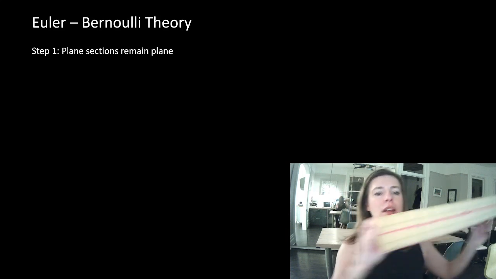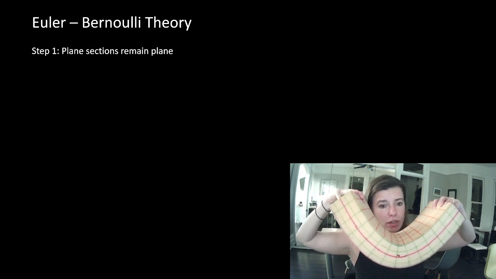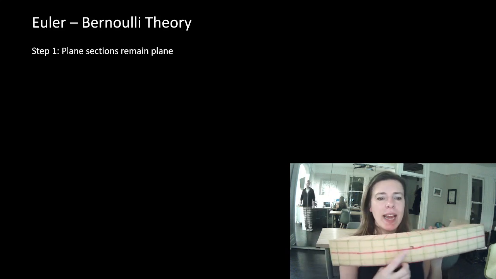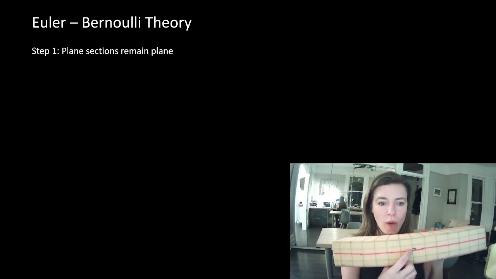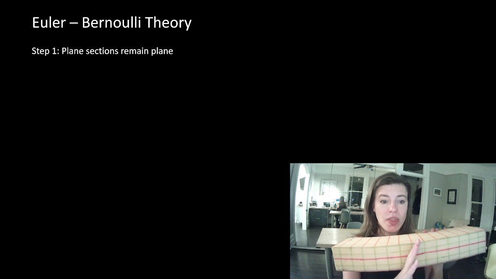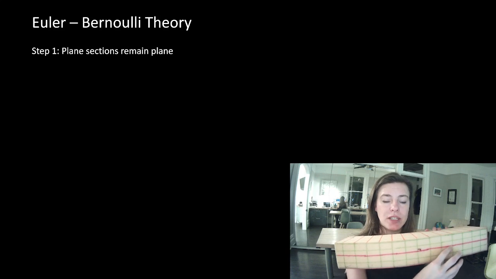All right. When I bend this object, we know that at the top, it squashes, and at the bottom, it stretches. But look at the pink line. It's moved, it's curved, but what's interesting is that at any given point, right at that very tiniest of intersections, that is still a 90 degree angle. So this section remained plane to this section.